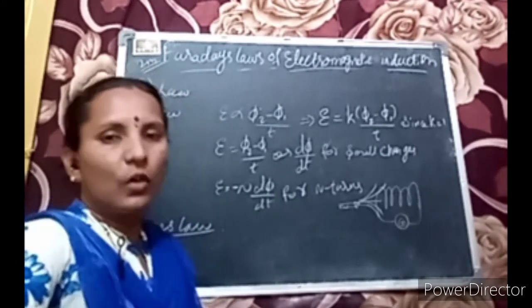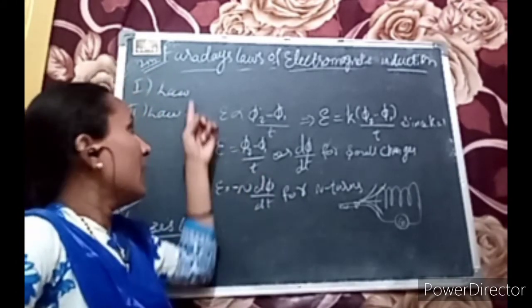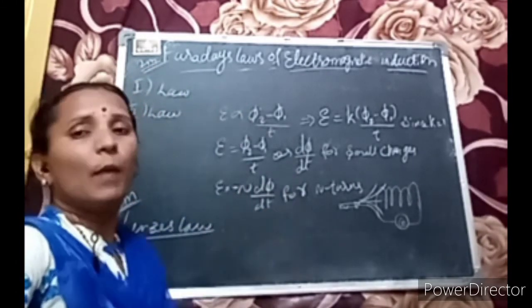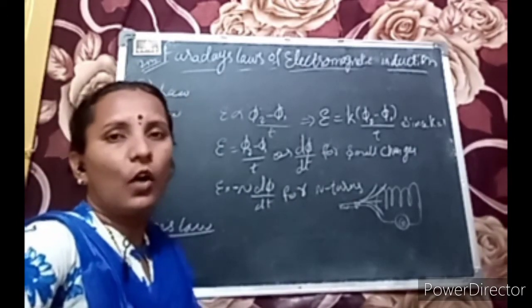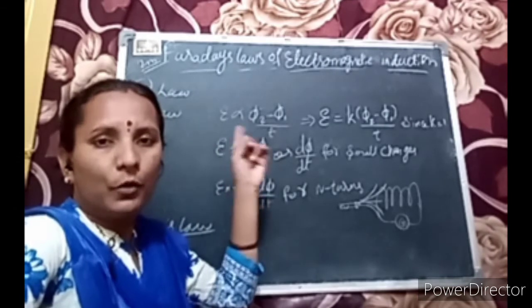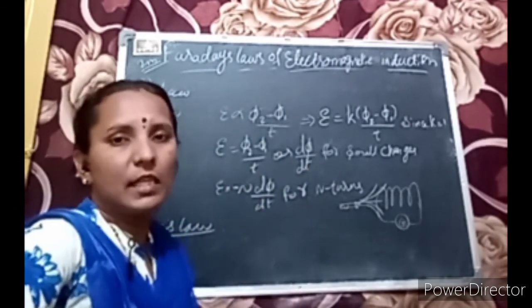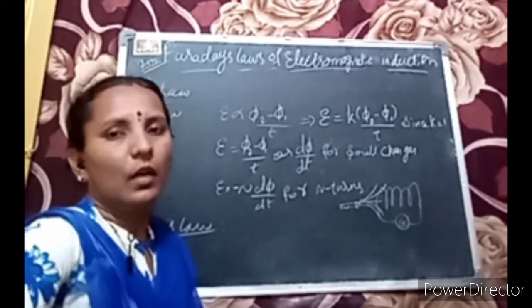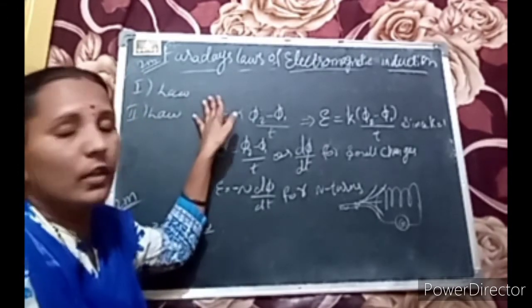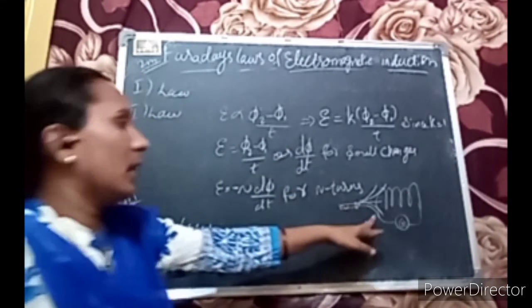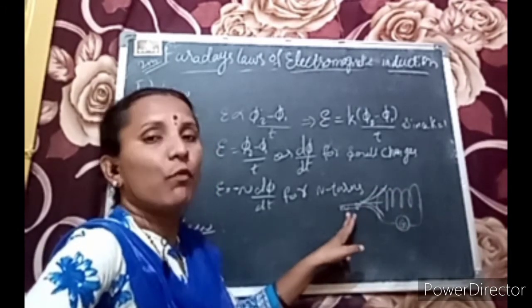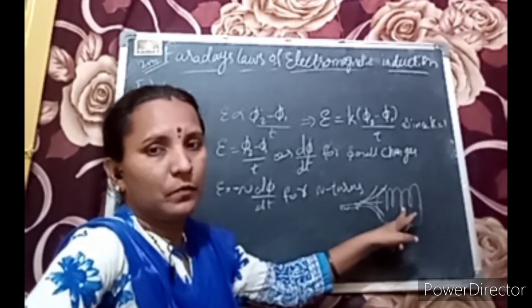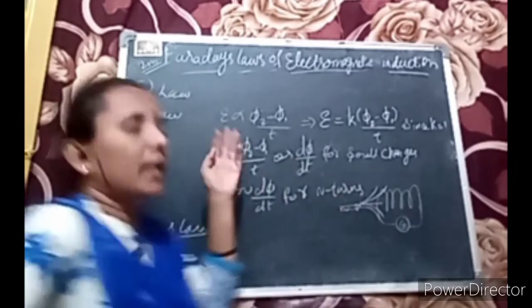Faraday's first law is stated as: the EMF is induced in a coil due to the change in magnetic flux linked with the coil. I have shown it here with the diagram. EMF is induced in the coil due to change in magnetic flux linked with the coil. This is the first law. Second law.